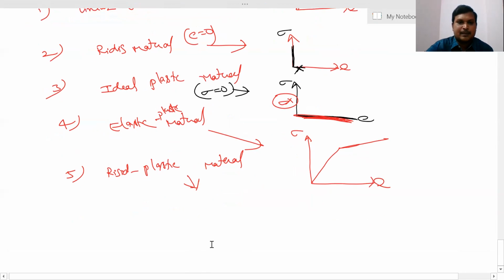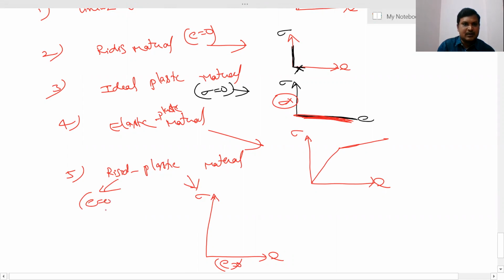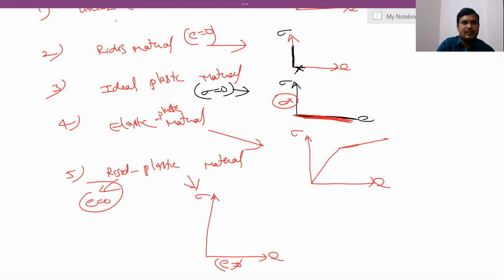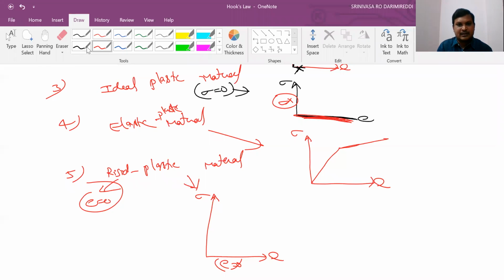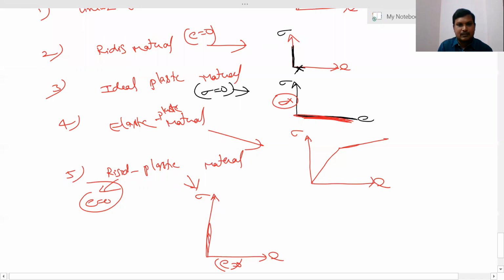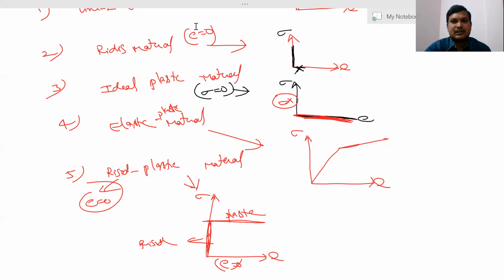So for rigid plastic, rigid means E is zero. Rigid means E is zero, so our stress strain diagram looks like that. It coincides on this axis, and ideal plastic means this. So this is for rigid, then it goes to plastic nature. So today I will stop this class for this section.